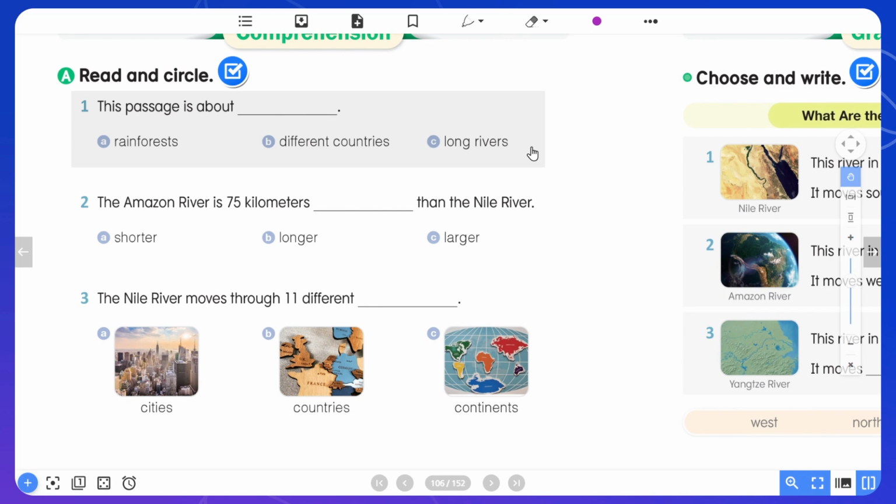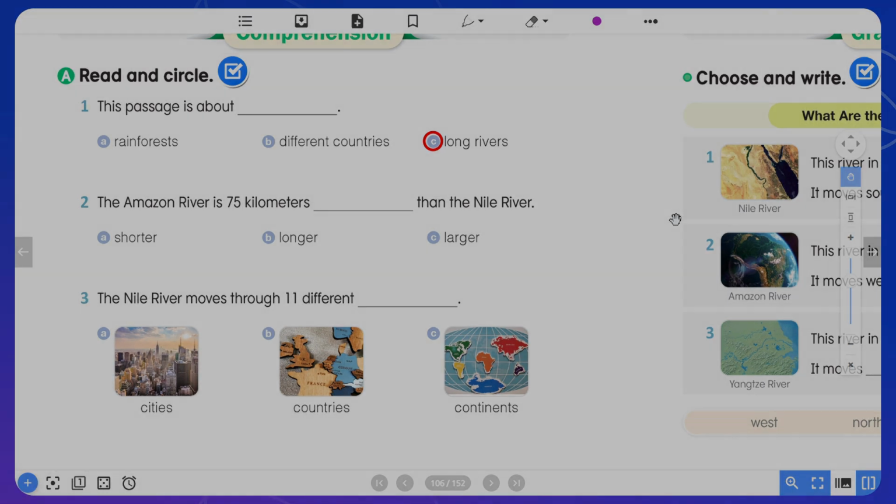This passage is about blank. So what is this passage about? Is it about rainforests, different countries, or long rivers? That's right, it's about long rivers. So you will circle the letter C. So circle answer C, and that's all you have to do. So I would like you now to answer questions 2 and 3 on your own.